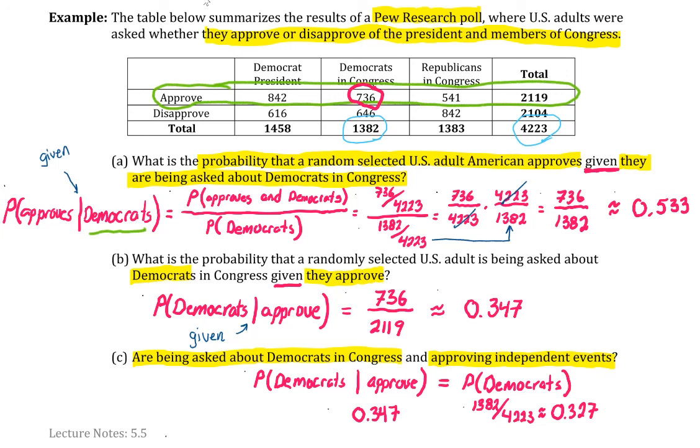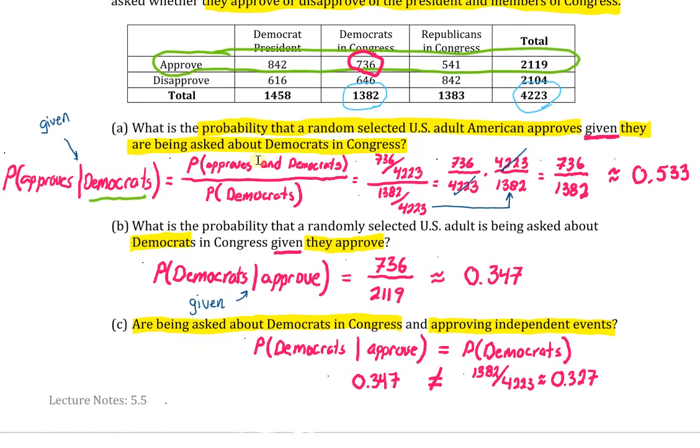Notice that these probabilities are not equal. Because these probabilities are not equal, we can say that being asked about Democrats in Congress and approving of the job they are doing are not independent events.